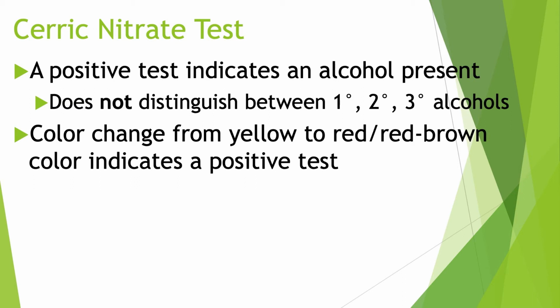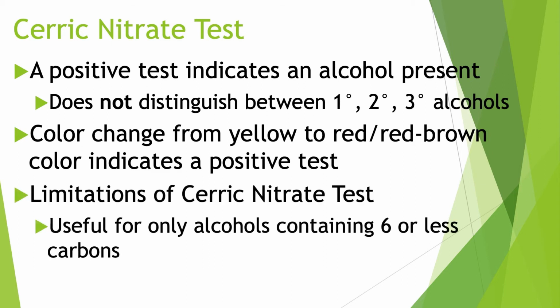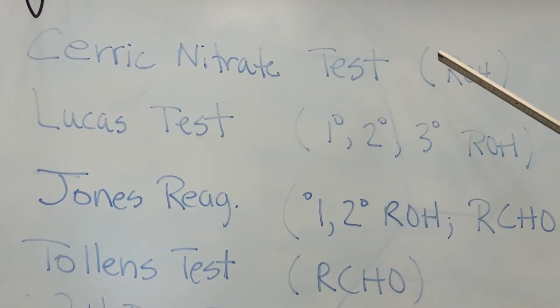It doesn't distinguish one alcohol from another, meaning primary, secondary, tertiary. And there is some limitation of this test. This test is really only useful if your alcohol has 6 carbons or less in its structure, because we do try to dissolve that in water. So that could be an issue. You may get false negative tests just because of the size of the alcohol. So that's one particular test.